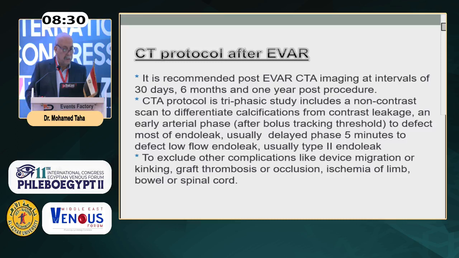Include a non-contrast CT scan to differentiate calcification from contrast leakage, and an early arterial phase. Calcifications have attenuation values of about 100 to 120, and fresh blood about 70 to 90. Early arterial phase after bolus tracking threshold detects most endoleaks, and a scan delayed 5 minutes detects low flow endoleak, usually type 2 endoleak. This also excludes other complications like device migration or kinking, graft thrombosis or occlusion, and ischemia of limb, bowel, or spinal cord.